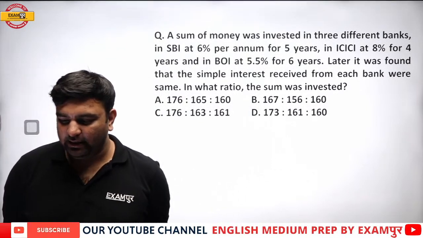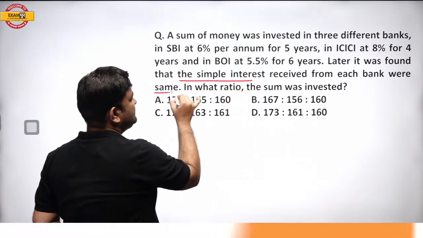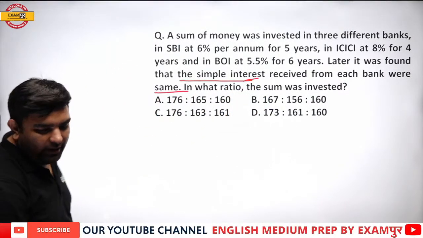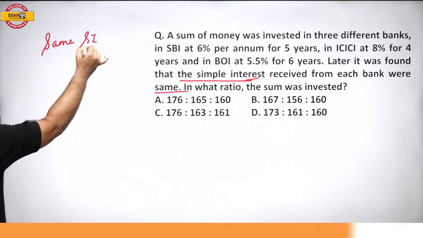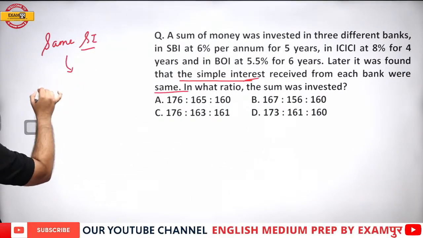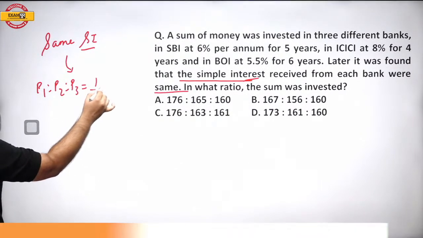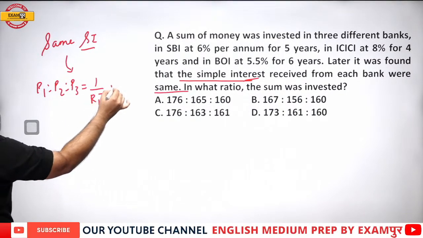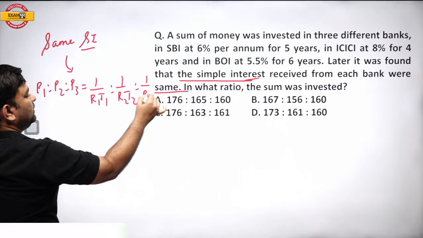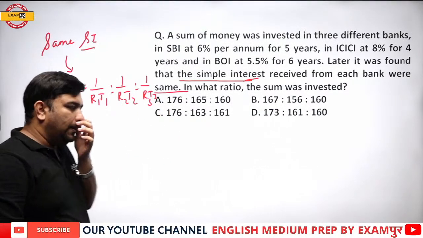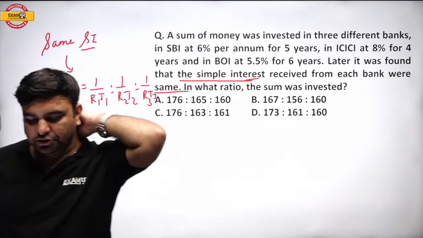Received the same SI in each case. What is the condition for receiving the same SI? The condition for receiving the same SI is P1 ratio P2 ratio P3 should be in the inverse ratio of rate and time, R1 T1, R2 T2, R3 T3. The principals would be in the inverse ratio of rate into time.